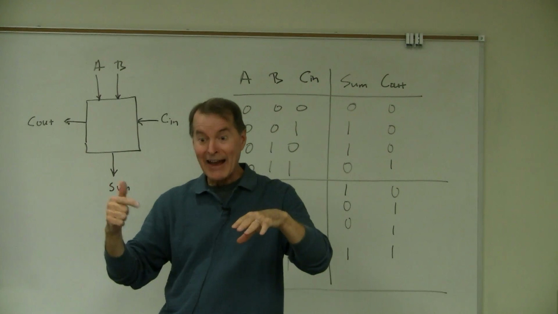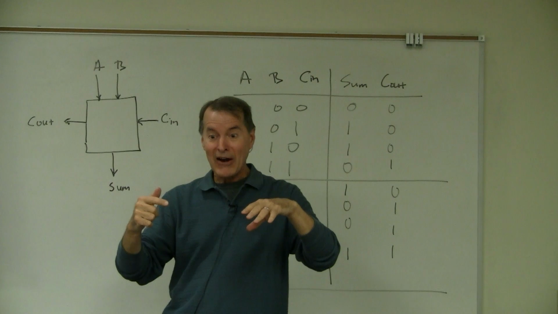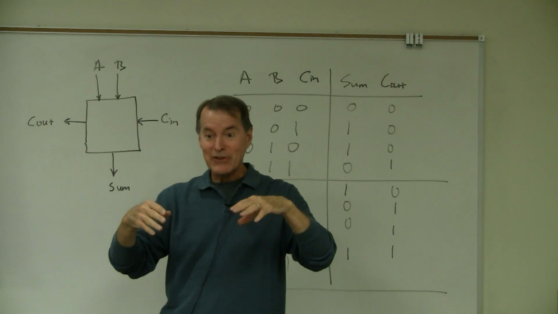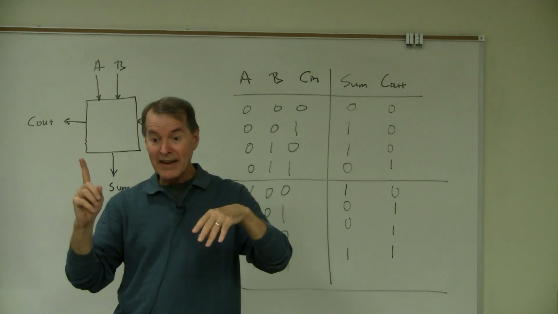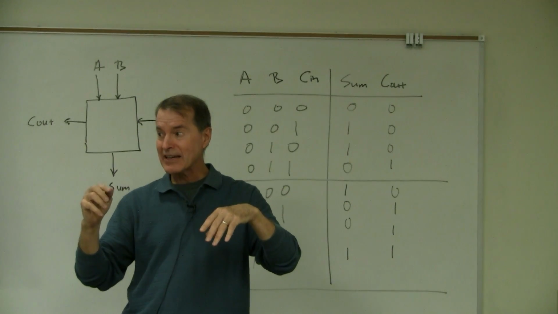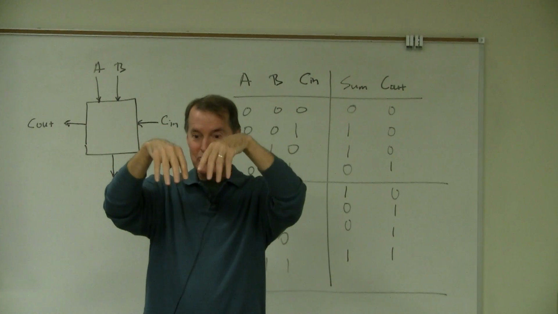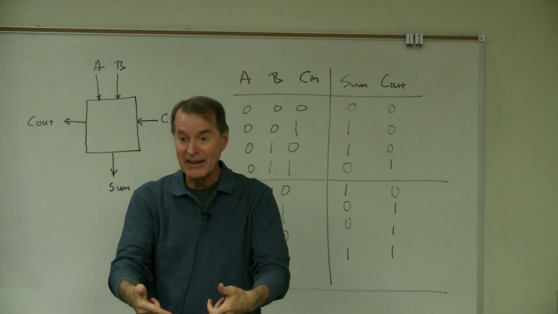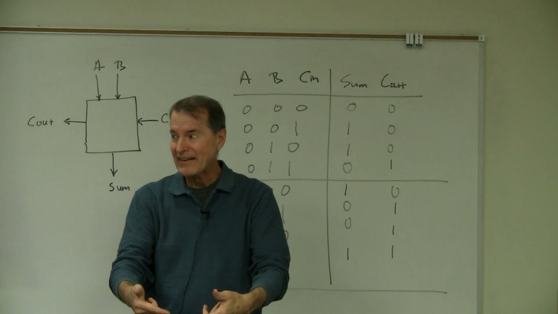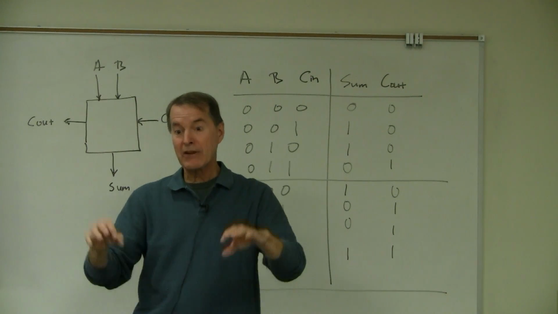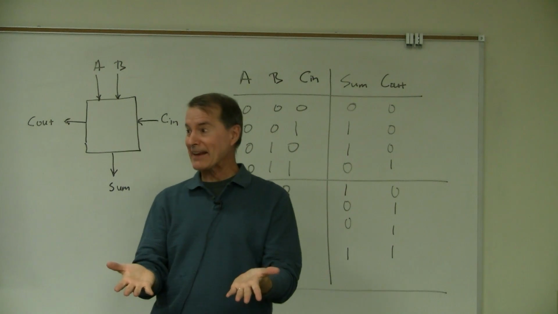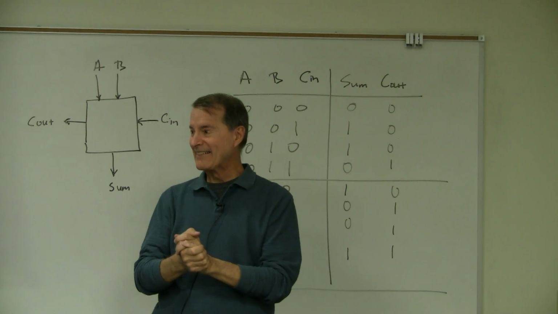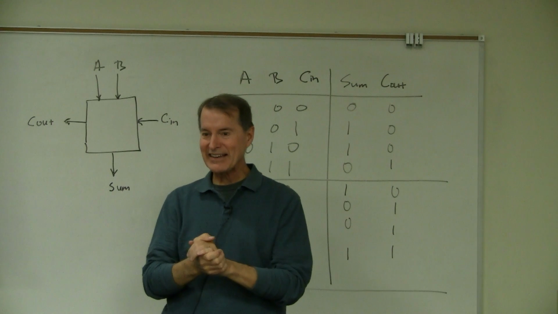The control line will go to our selective inverters. If our control line is 1, that means we're going to subtract, and when B goes through those XOR gates, it'll be inverted. Do you see what I mean? But if the control line is 0, then it won't be inverted, and we'll just be adding. You see the idea there?